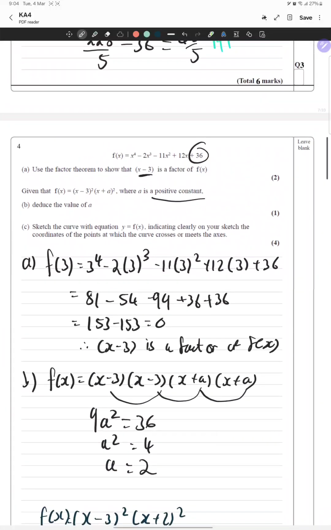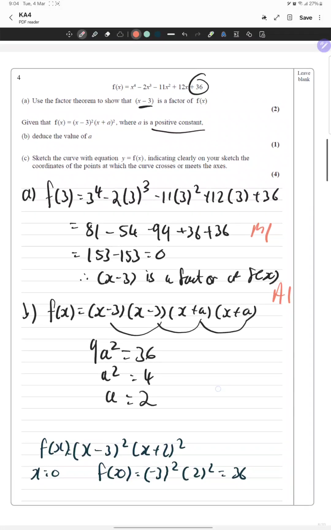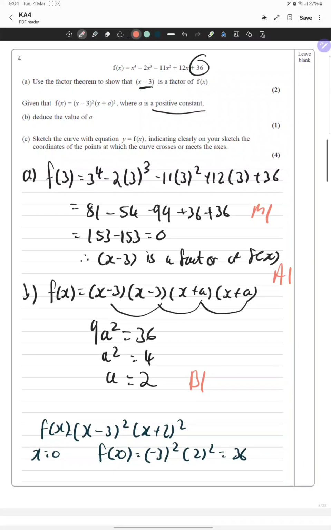Okay, let's mark it. So we get an M1 for trying to sub that in and get into a number, and an A1 for our conclusion. Here it is simply a B1 for the 2. You either got it or you did not.